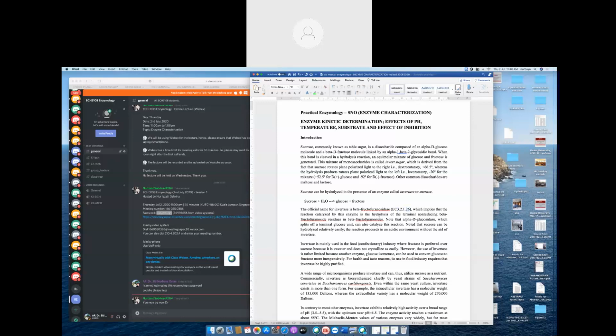So now we want to optimize the activity. We want to characterize the properties of invertase, where this invertase will be used to hydrolyze sucrose to form glucose and fructose.